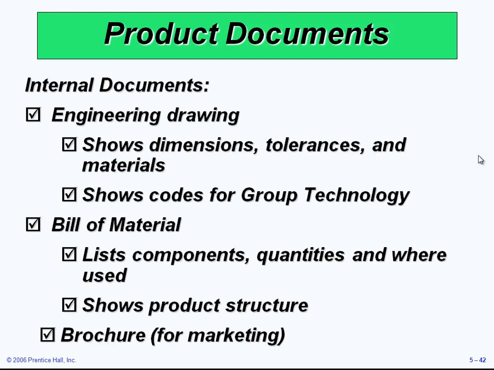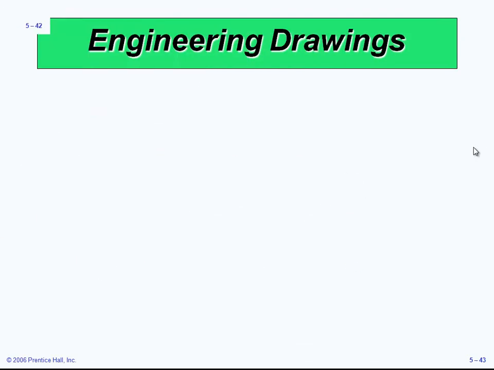For product documents, we have two types of documents. We have internal documents that can be submitted to the administration and to the teams where they can view them, such as engineering drawing, bill of material, and brochure, which will be submitted to the marketing department. For example, the engineering drawing shows dimension, tolerance, and material, and it shows codes for group technology. The bill of material lists component quantities and where used, and it shows product structure. And the brochure is marketing material for the product.